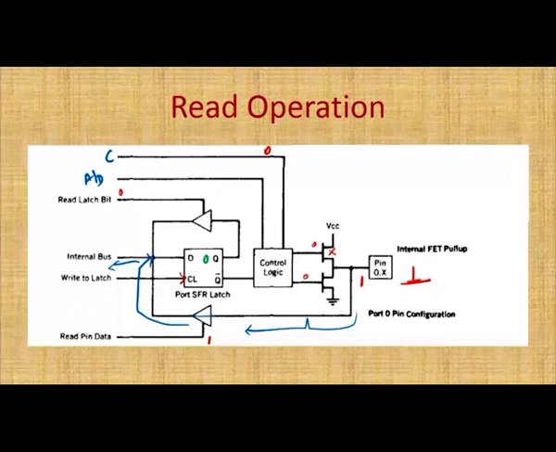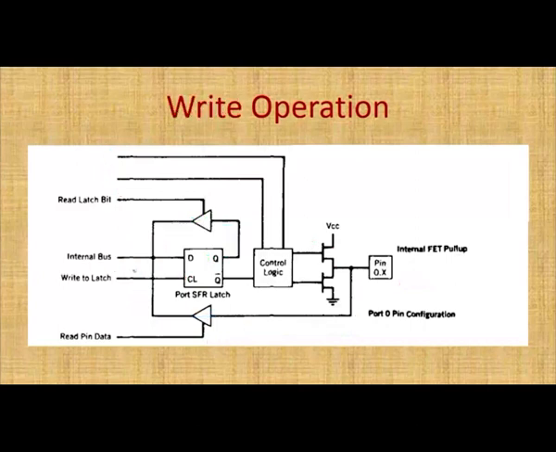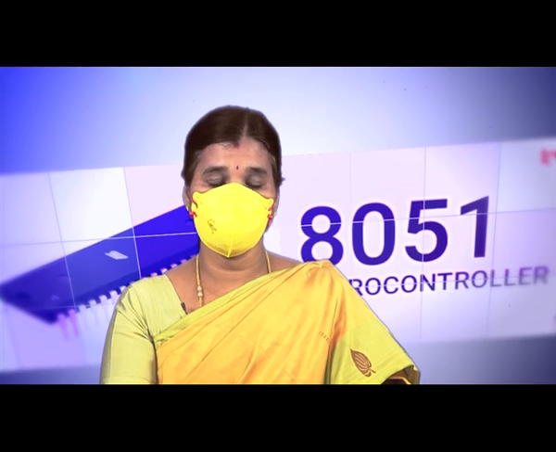Suppose you want to read the data from the latch, and I already have the data as 0, then this pin is connected, so the short circuit will occur, right. During this time, whatever you are giving, that available signal will be passed to the internal bus. So the read operations will be performed from the pin or from the latch. From the latch means the stored data you can read, from the pin means we are getting it externally. This is a read operation in port 0.